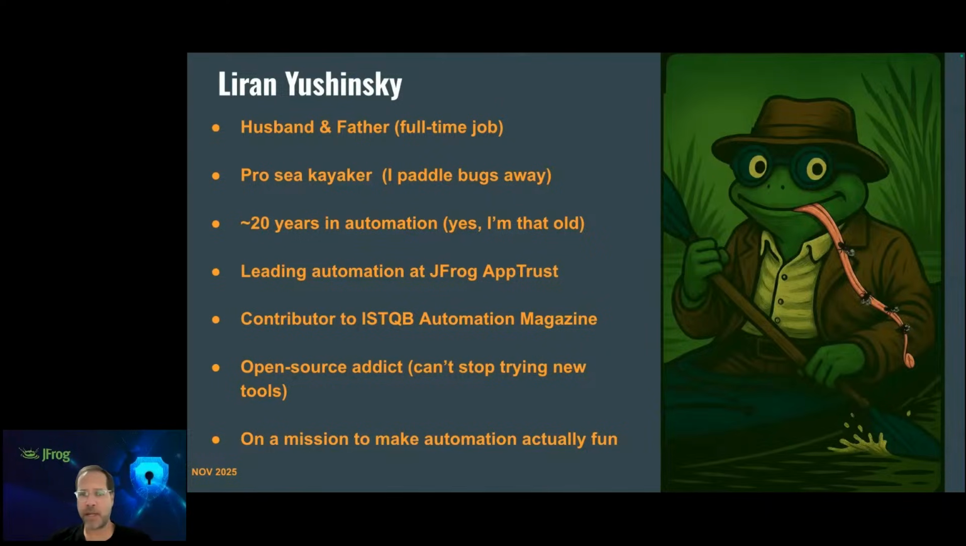Throughout my career, I have built automation ecosystems from scratch, everything from testing frameworks and CI/CD pipelines to Kubernetes and cloud deployment. I'm deeply passionate about making tests stable, readable, and truly collaborative, so automation becomes a team asset, not just a tester tool. I also contribute to ISTQB's automation magazine, enjoy working with open source tools, and keep looking for creative ways to make testing more engaging.